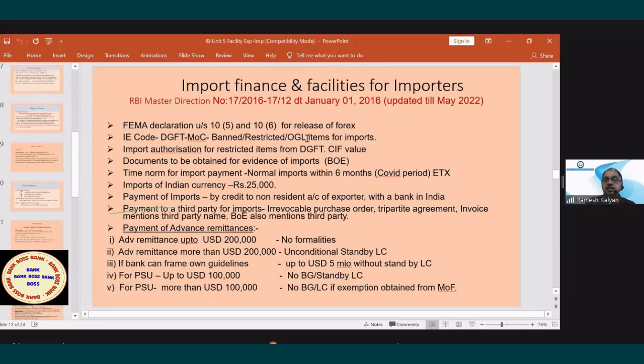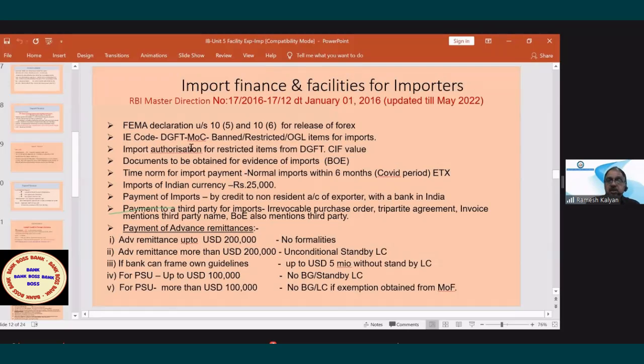OGL is open general license. They are not required to get approval. From where can you see in the foreign trade policy, that HS code will be there, all the items. Only those items that find a place in that OGL, that alone we should permit. So that is why these are all very, very important. And the entire things we can find out in foreign trade policy.